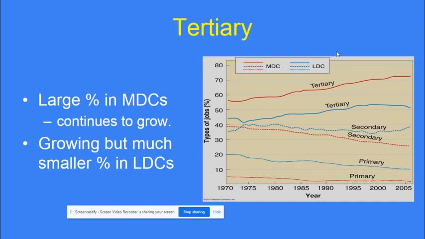The tertiary sector is a large percentage of the economy in MDCs, and it continues to grow. It is a growing but much smaller percentage of the economy in LDCs. Remember, even in the lowest income countries in the world, there will be some people in the tertiary sector because all societies need service-based jobs. That's just the nature of the economy in general.